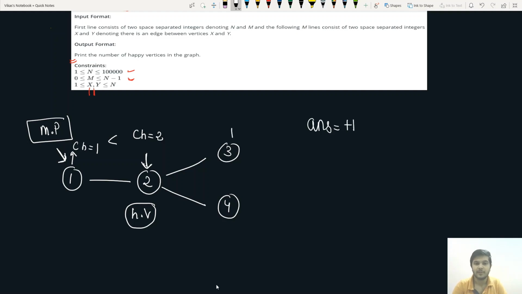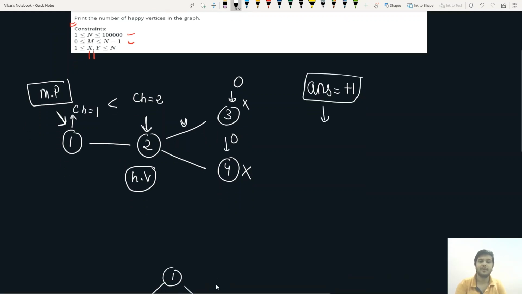Now let's go here. 3 has 0 children. We cannot consider 2 because 2 is the parent of 3. So 3 has 0 children. Similarly, 4 has 0 children. So the total number of children for 3 is not greater than the total number of children of 2, so it is not a happy vertex. Similarly, 4 is also not a happy vertex. So the answer is going to be 1. We need to return 1 as our answer. So this is the question.